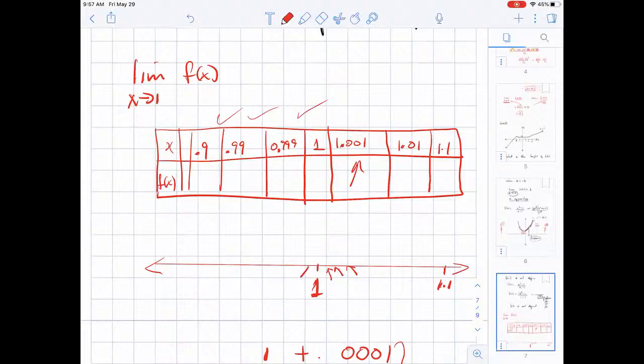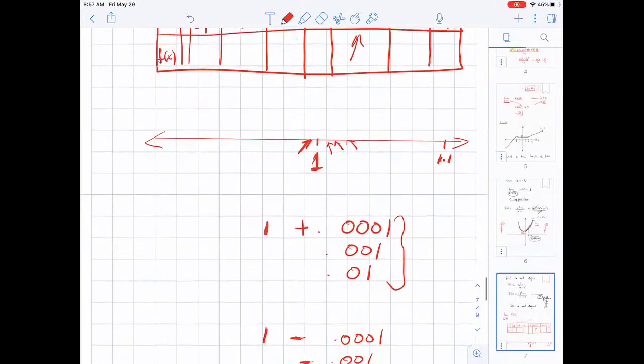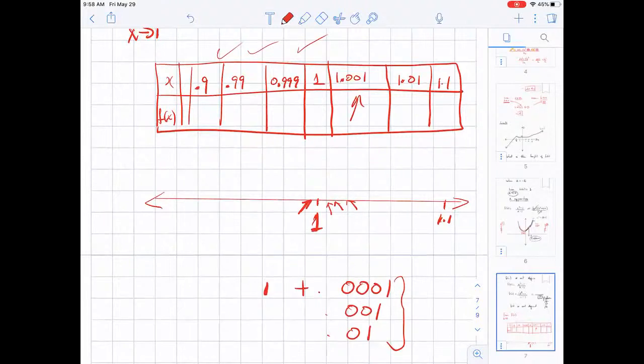So what's a number very, very close to 1 from the left side? 0.9999. If you want to use 4 digits, you could use 4. It doesn't matter. I'm going to use 3 for practice purposes. So what is f of 0.9? The answer would be 2.71.